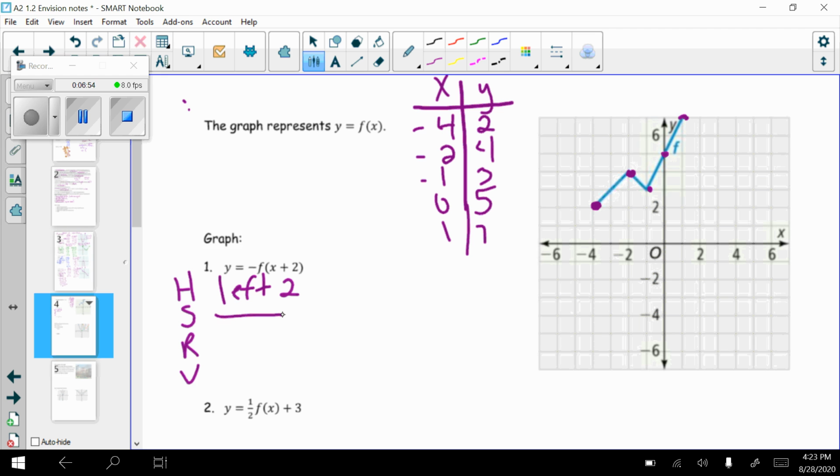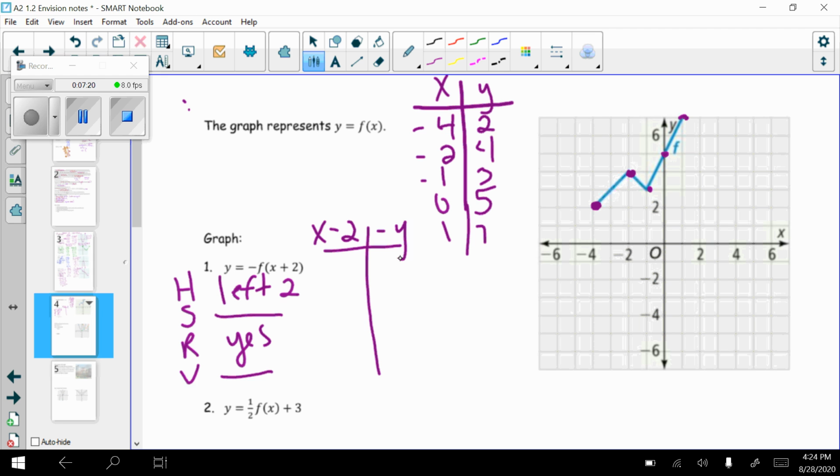The r is a reflection. That is only if there's a negative out front. Yes, there's a negative. V is vertical, anything being added or subtracted. There is not one. So now we're ready to make our new XY table for that. The h was a left 2. The parentheses said x plus 2. It always comes out opposite, so this is going to be an x minus 2. S and r get multiplied by y, so the only thing we have is -y.